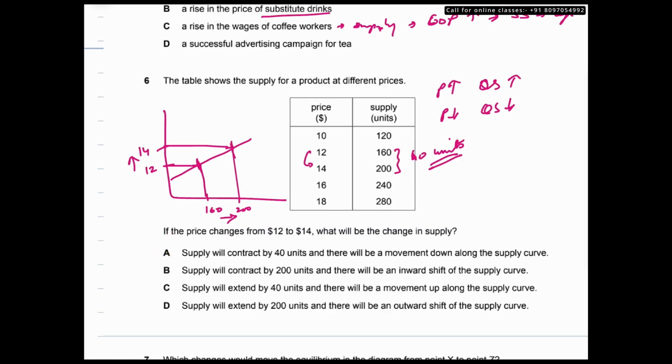B, supply will contract by 200 units. Now 200 is not the change but the actual amount over here. So this amount in itself is wrong, and there's an inward shift in the supply curve. So there's no shifting happening here because there is a change in price and not the non-price factors. Correct? Likewise, option D, supply will extend by 200 units. Again, the wrong number because 200 is the total units that are supplied at price 14, not the change. And there will be an outward shift. So the shifting again will not happen because there is no change in the other factors affecting supply. Non-price factors do not change.